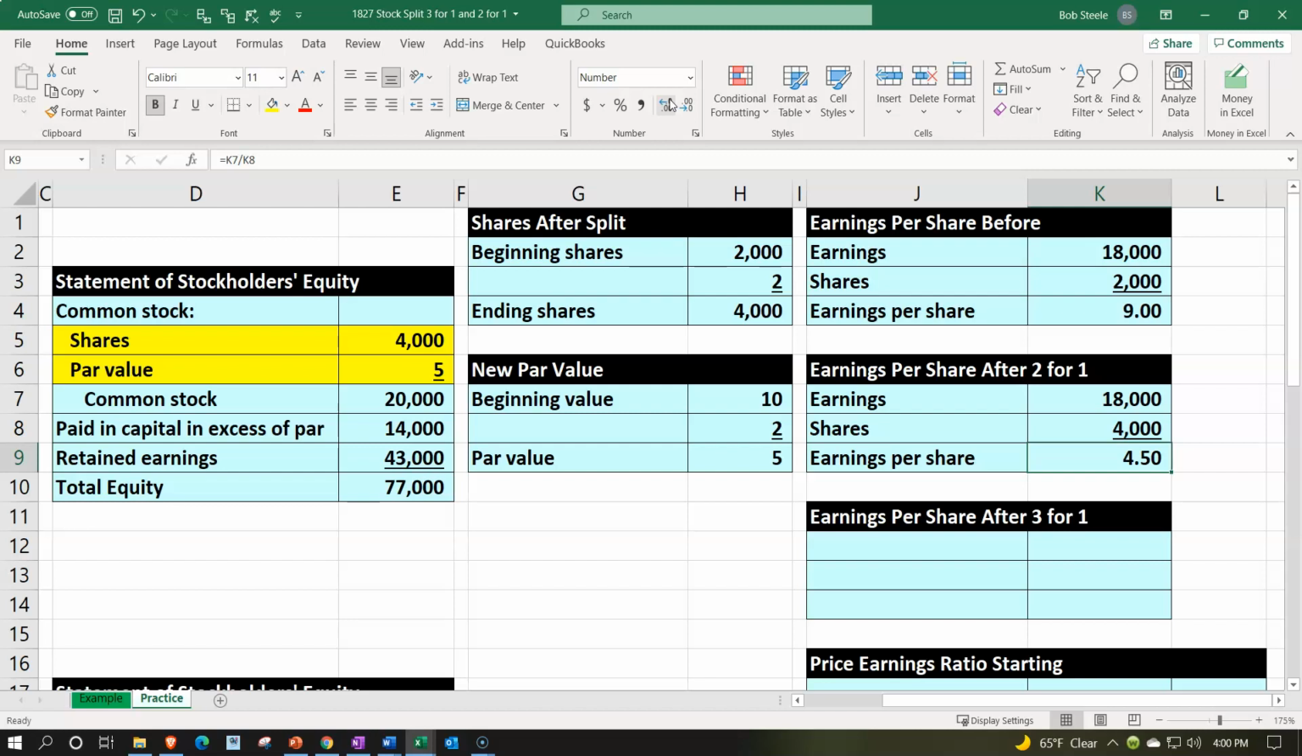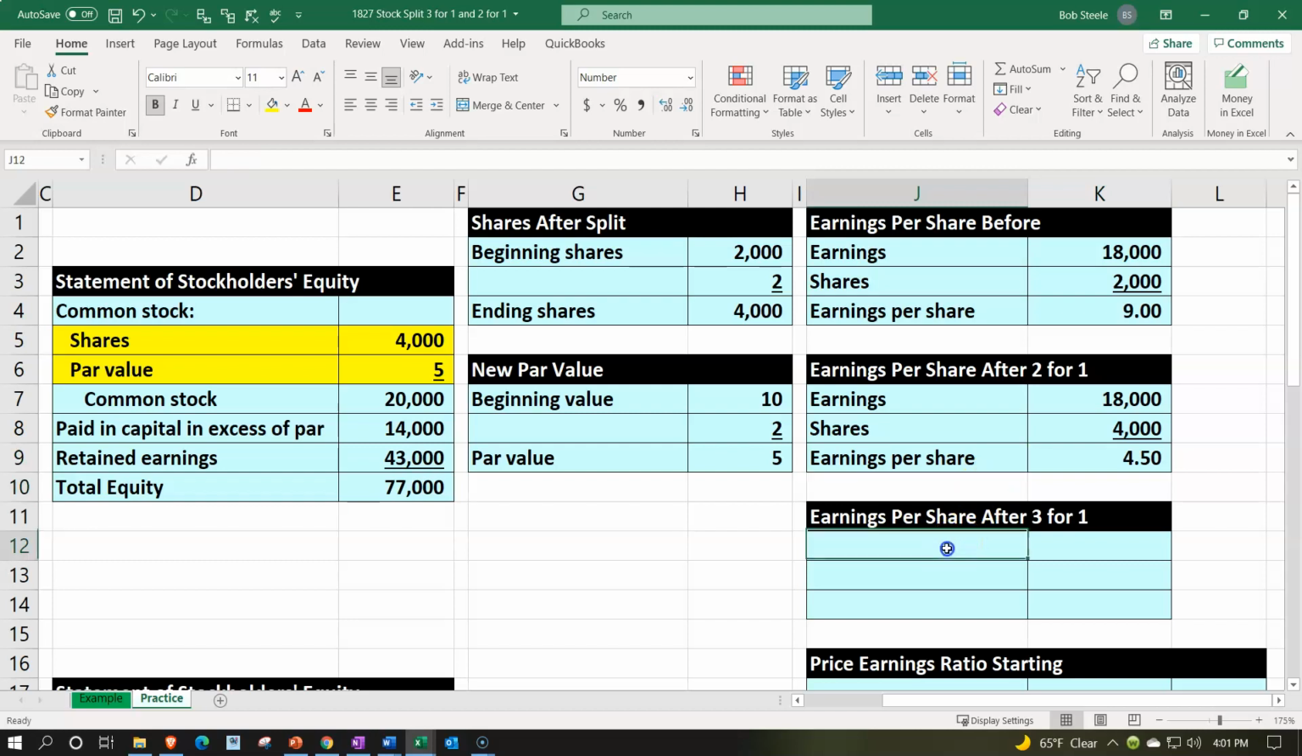But if you owned one share before, now you have two shares. So if you're an owner of the shares and your stock got doubled, you would say, okay, I got twice as many shares, but from an earnings per share standpoint, I get half as much in terms of the earnings on a per share basis, which would make sense.